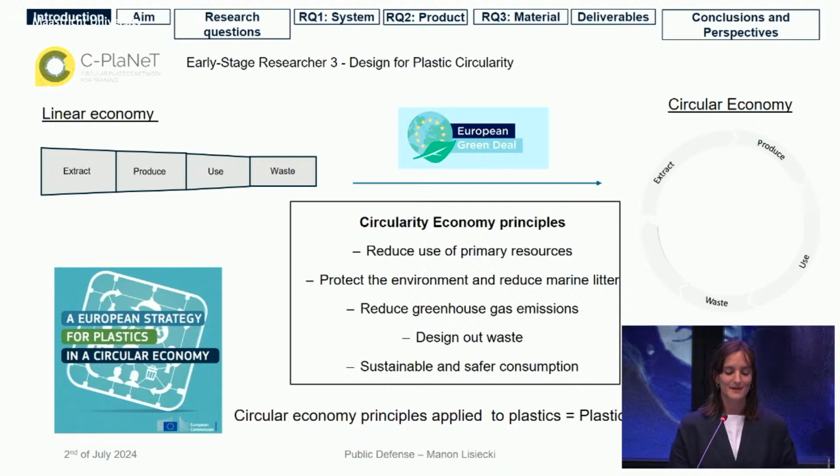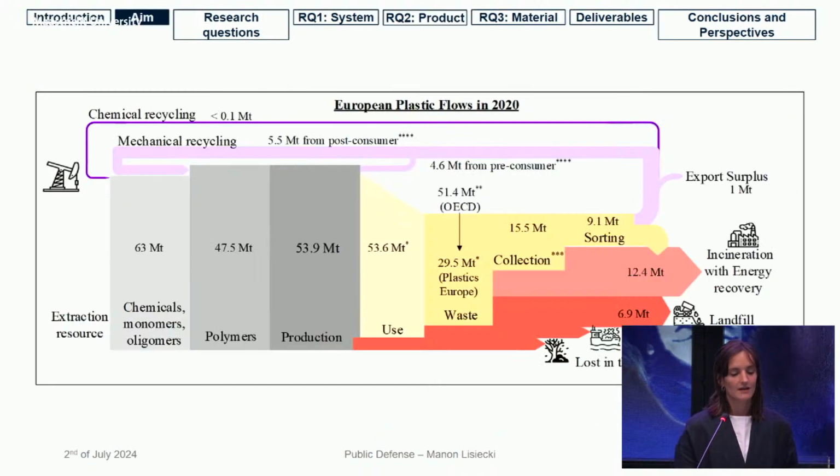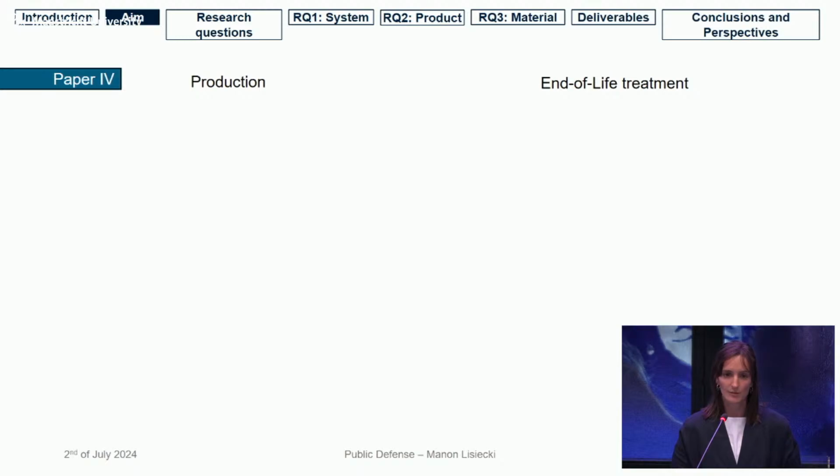However, plastic circularity in Europe is not yet implemented. If we draw the plastic flow of Europe in 2020, we can see that 54 million tons of plastic were produced, and it resulted in 30 million tons of waste. Mainly, this waste will be sent to incineration, and only a small part will circulate back in the loop, around 5.5 million tons. And we need to consider that in the future, plastic production and consumption will increase.